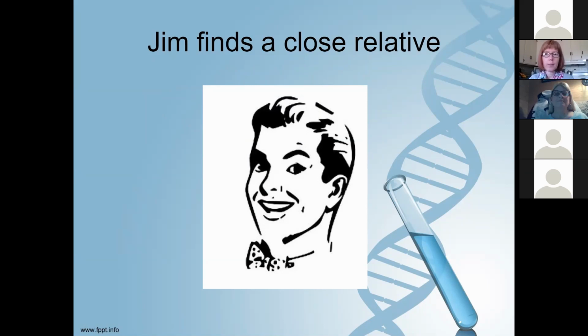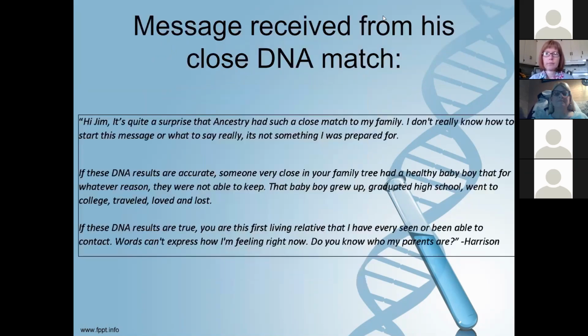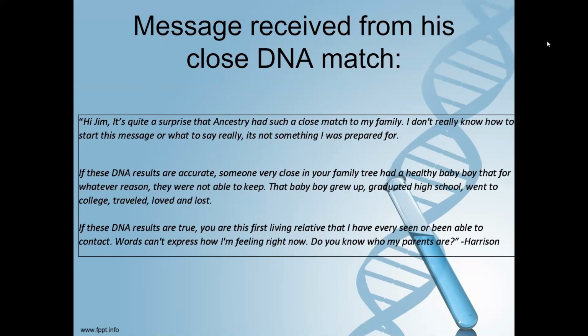And this is the message here. The gist of it is that this person is a close relative of his who was adopted. And so the person basically writes Jim and says, hey, do you know who my parents are? And fortunately, Jim had known that one of his siblings had given up a child for adoption. He wasn't thinking that this child was going to contact him or find him through DNA, but it turned out to be a positive thing.